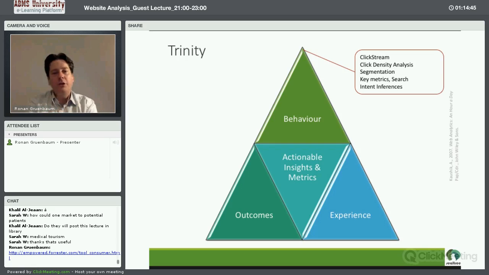Segmentation, you can obviously identify if you have this information, depending on what you get from your different analytic packages, what types of users are coming through, and that might then inform what kinds of messages you need to do in the future.